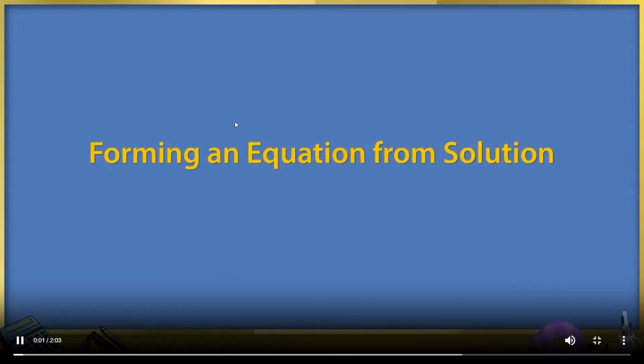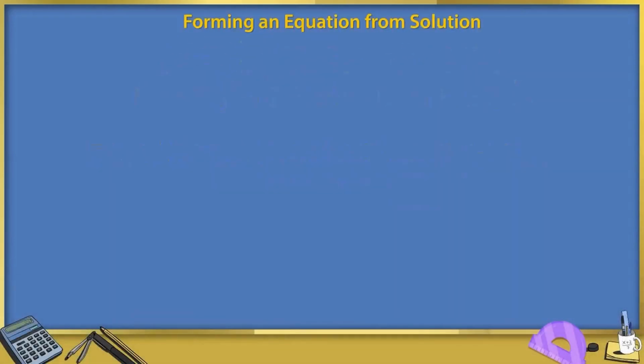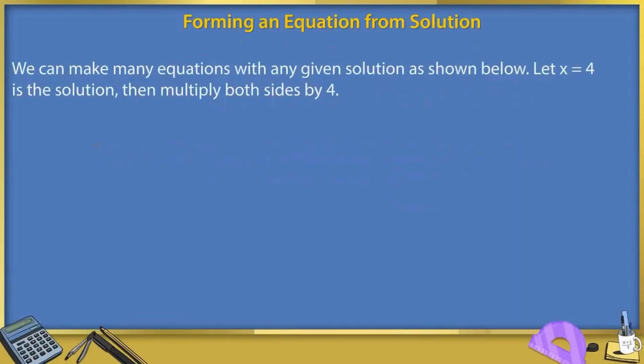Forming an equation from solution. We can make many equations with any given solution, as shown below. Let x is equal to 4 be the solution. Then multiply both sides by 4. 4x is equal to 4 into 4.